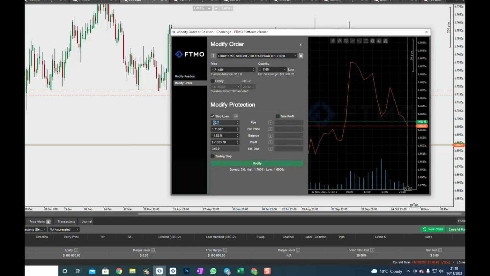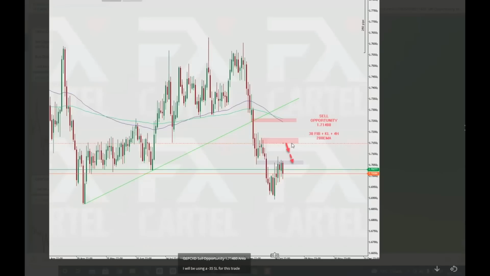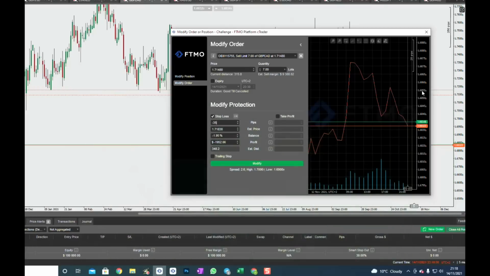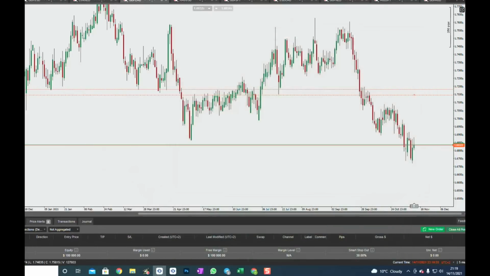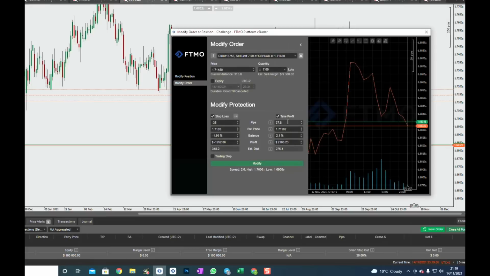I believe it's a 35 pip stop loss, so risking 2% here. Yes, 35 pip stop loss. Let's aim for this sort of target, so 1.71 area. Okay, so just above. Again, we're just getting about a 1-to-1 on this trade, but that's only if I take full.